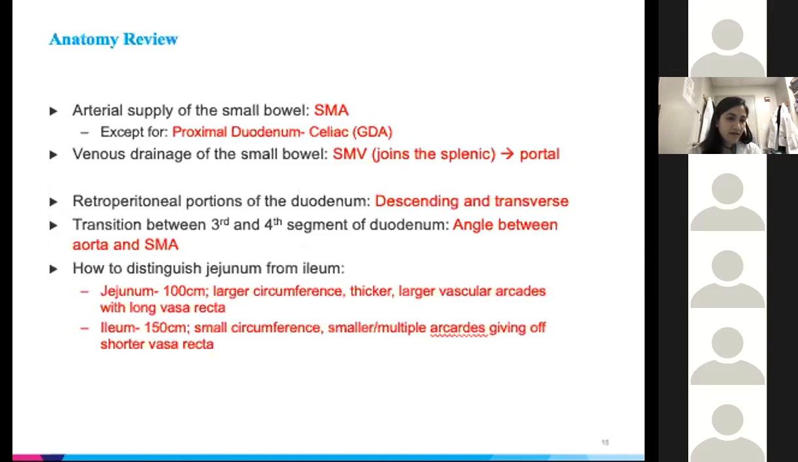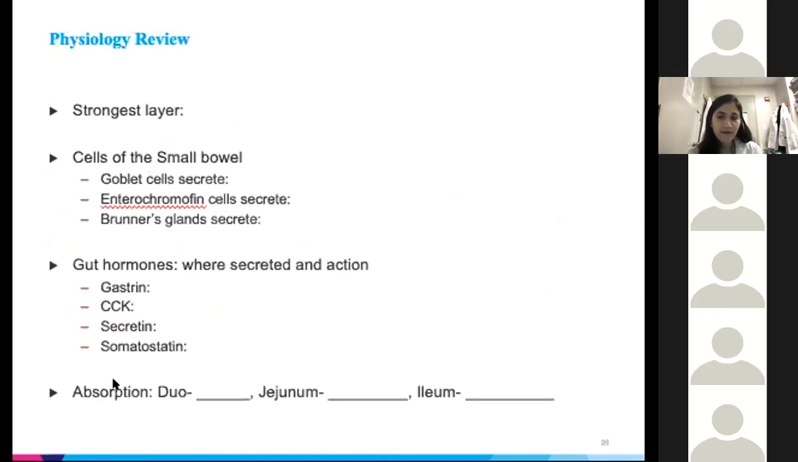And then Team 4, maybe you guys can go over the physiology review. So the strongest layer would be the submucosa. The goblet cells secrete mucin. Enterochromaffin cells secrete serotonin. Is it an alkaline solution? Yep.